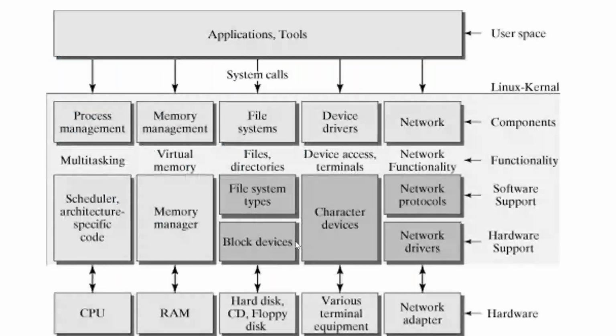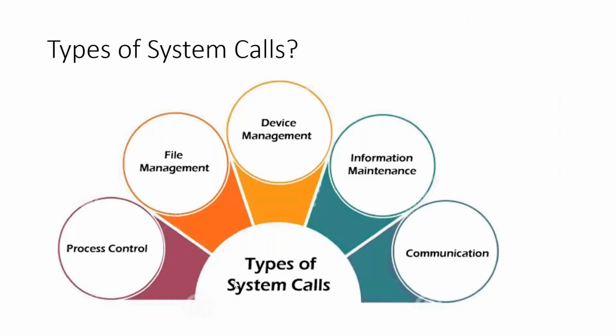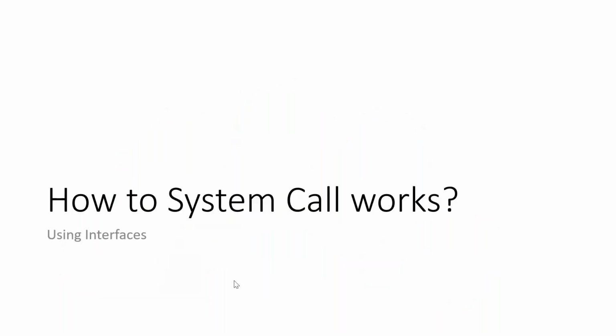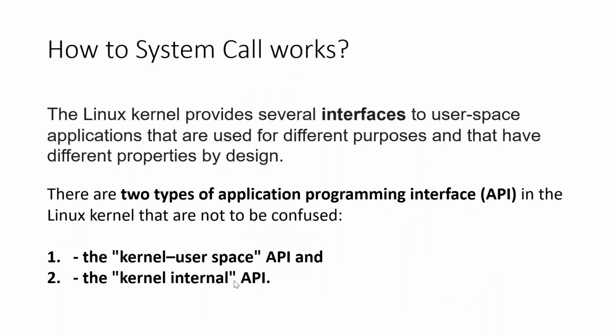So user processes make all these calls through the syscall, which is an API, to the kernel, and that is how it works. This is a detailed image, it's not required to discuss. The types of system call are: process control, file management, device management, information maintenance, and communication. So how does a system call work? Here there are two things which I mentioned: API.